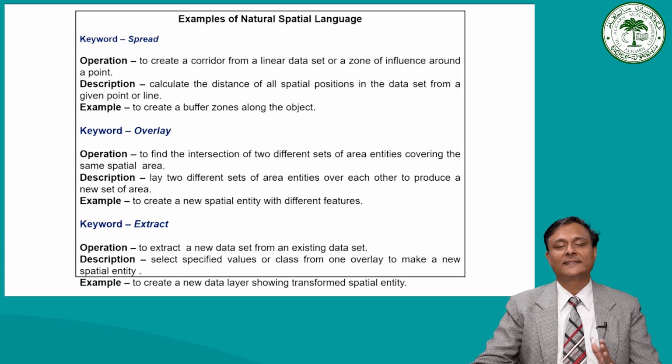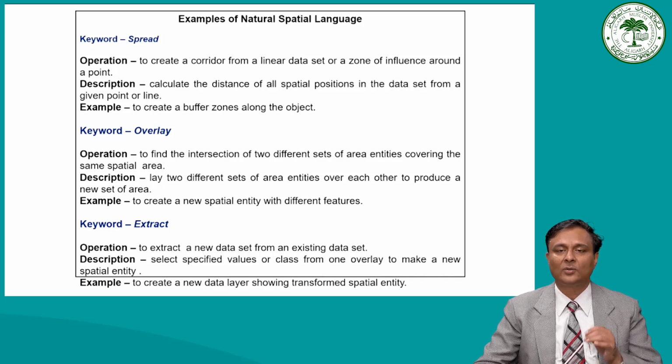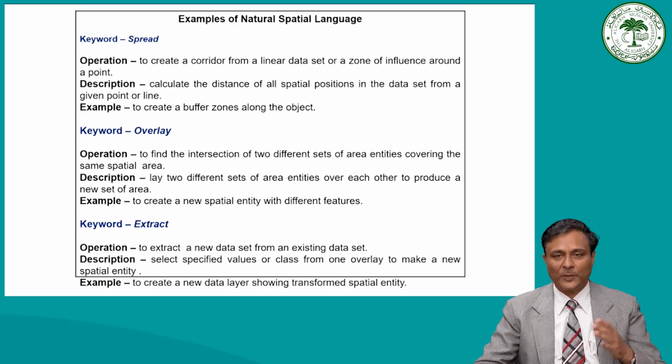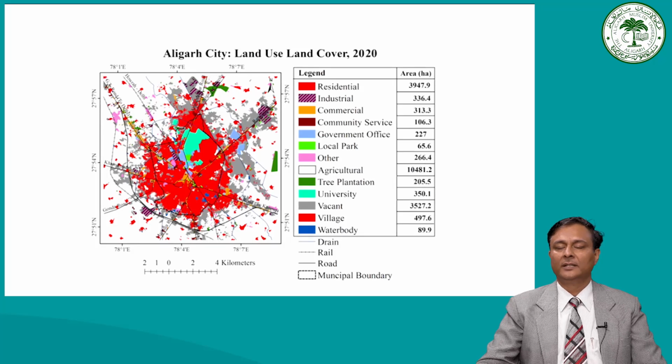So now some examples from real world study and its application. This slide we have dealt with theoretically. Now I would try to highlight how practically we can use these spatial operations, spread, extract, overlay, something like that. So here you see land use: this is 1980, 2000, 2020. This we have discussed. This is about land use.